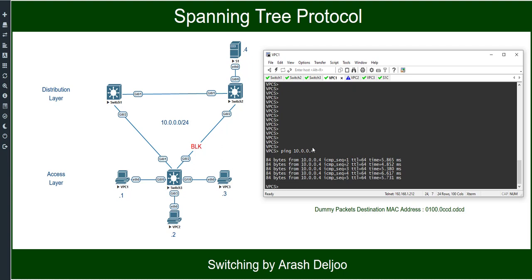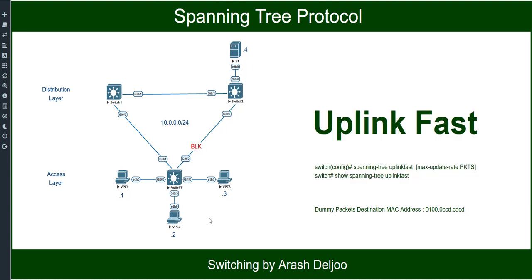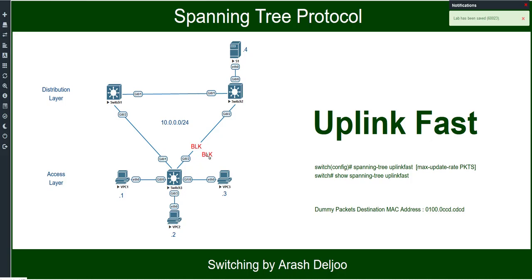Okay. Assume that now we experience a failure. For example, the link between switch 1 and switch 3 fails. Here we actually experience a direct topology change. Because of that, it takes about 30 seconds, for example, to convert gigabit 02 from blocked to forwarding.